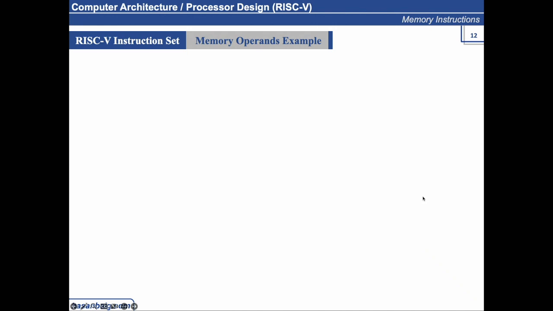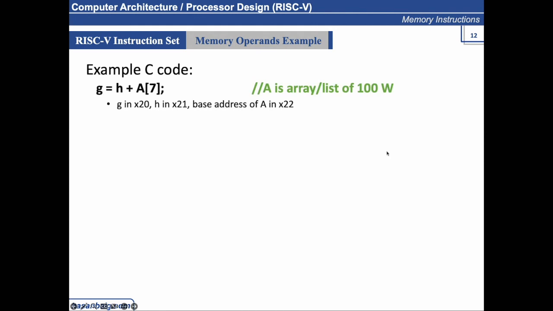Okay, so let's do this example first together, and then you will have an activity. We have an example C code, G equals H plus A[7]. What we are trying to do here is grab the 7th element of array A, add it to the variable H, and then store the result in G. This looks like a very simple instruction, but you are now going to see what actually happens behind the scenes when you try to execute it.